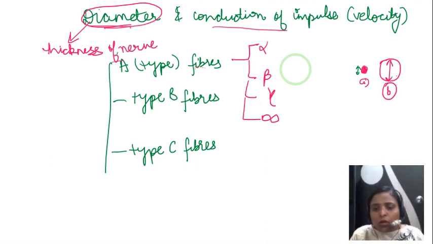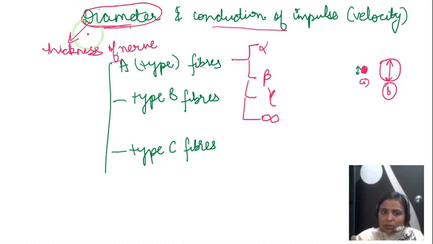We will talk about the conduction of the impulse later. Let's concentrate first on the diameter, right? You understand what the diameter is? It's the thickness of the nerve. And the conduction of the impulse is nothing but the speed or the velocity of the impulse that travels from one neuron to another neuron, or that is traveling within the neuron, right? That is the conduction of the impulse, meaning its velocity, with how much speed it is moving.